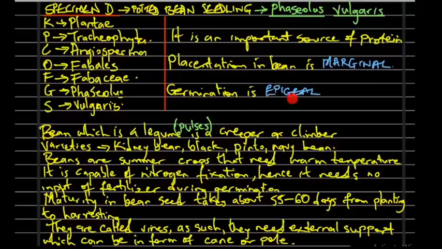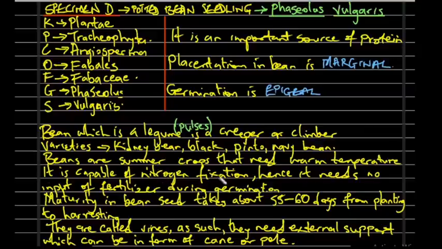Germination is epigeal because it carries its seed leaf above the soil level. Now, bean here is a summer crop. It is a summer crop that needs warm temperature. That is what you have there. So it is cultivated in an environment that has warm temperature, a warm climatic environment.